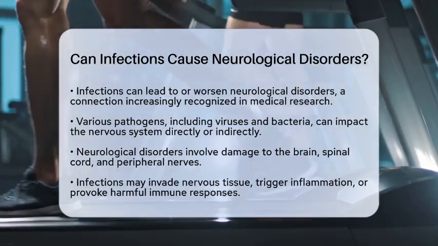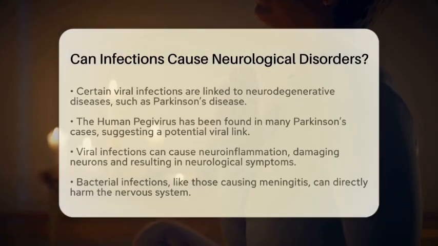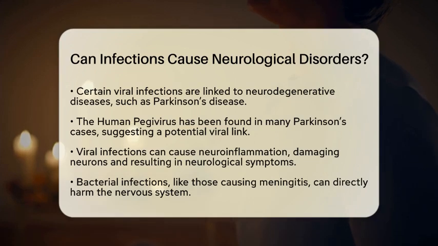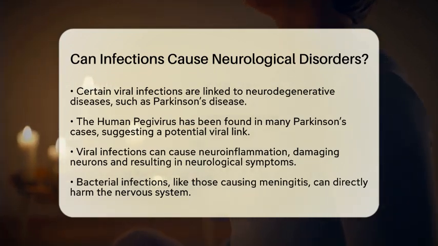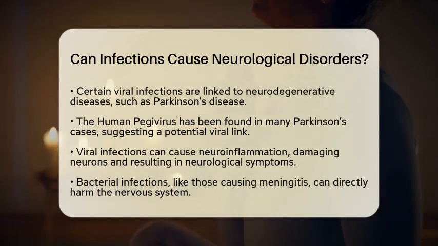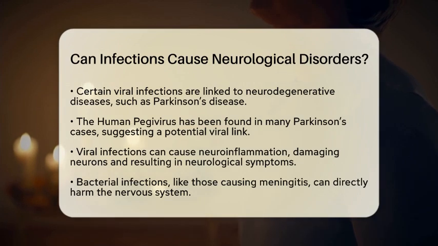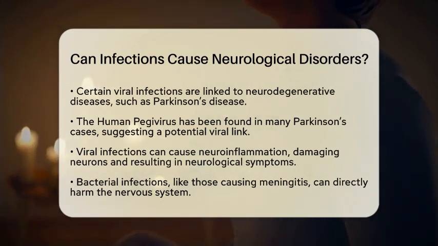Certain viral infections have been linked to neurodegenerative diseases. For instance, recent studies suggest that some viruses, even those usually considered harmless, may play a role in diseases like Parkinson's disease. The human pegivirus has been found in a notable number of Parkinson's cases, indicating a possible viral connection to the onset or progression of this condition.